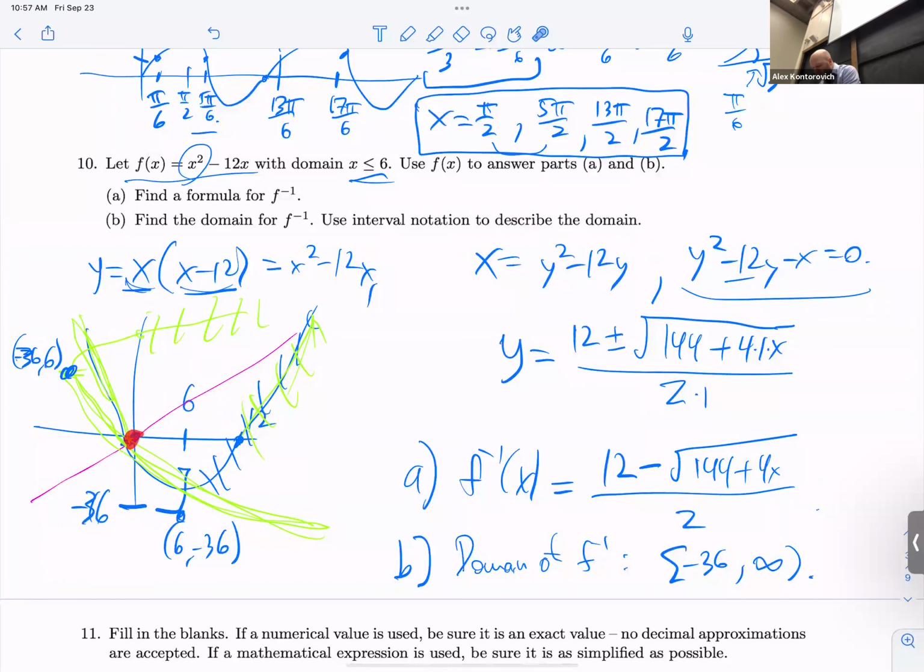Because this point was on the original curve, this same point will also be on the inverse curve. But the inverse has to satisfy the vertical line test, which is why the domain is restricted. So which half am I going to take, the top half or the bottom half? The bottom half goes through the point on the original curve. Good? Questions?